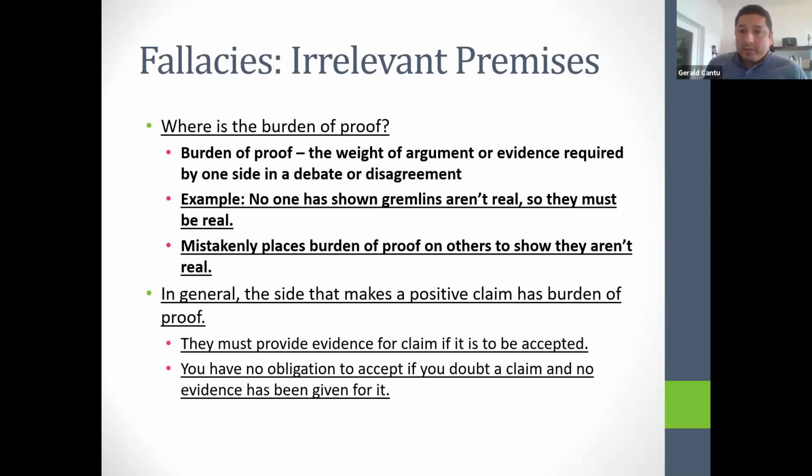The burden of proof is actually on the person who's making positive assertions. So the person who believes that gremlins are real has the burden of proof to show that they are real. He has the burden of producing the evidence. In general, the side that makes a positive claim has that burden. Whenever you are engaged in debate, look to see who's making the positive claim. If they insist that others have to produce evidence or provide proof that what they believe is false, they're mistakenly placing the burden of proof on the others. Actually, the burden of proof is on them.